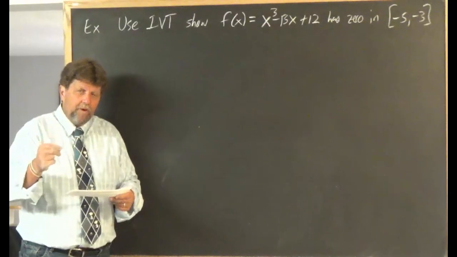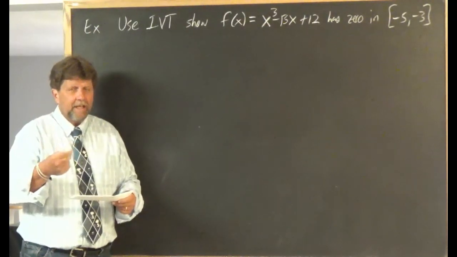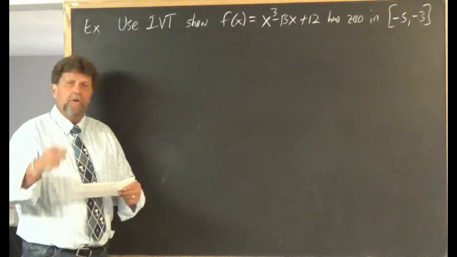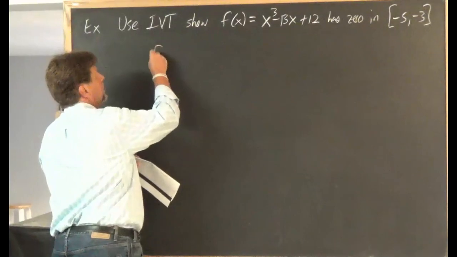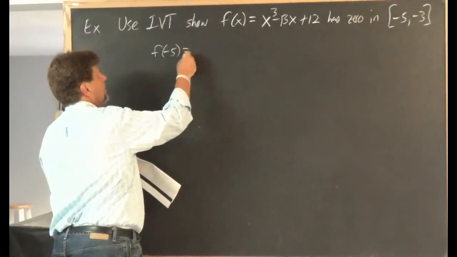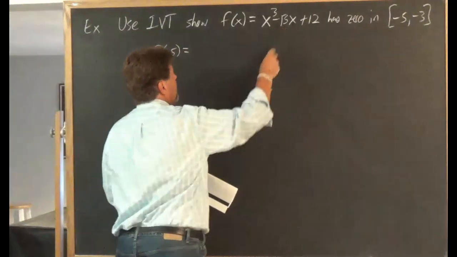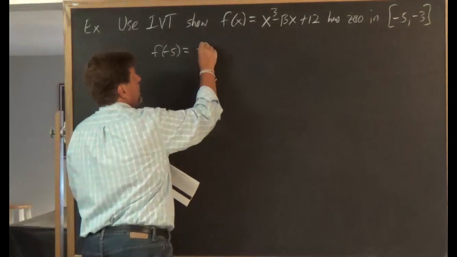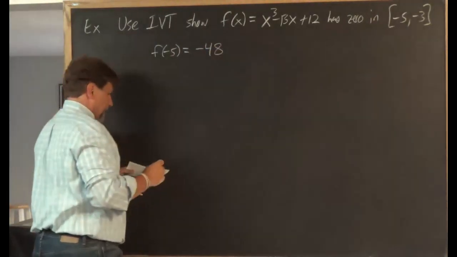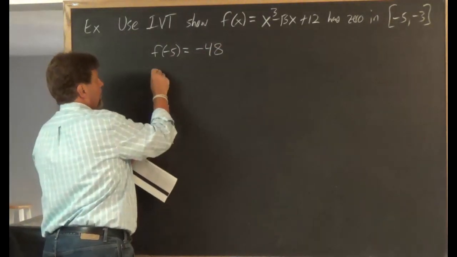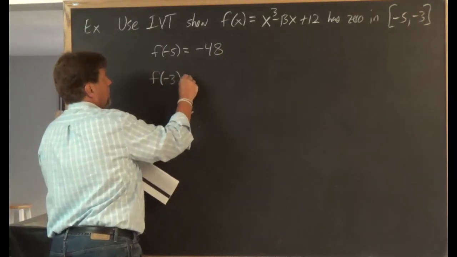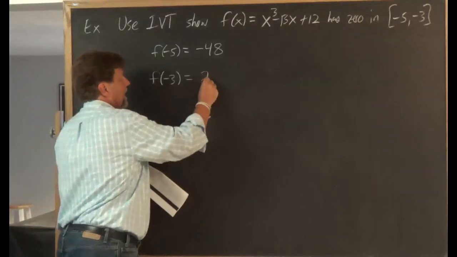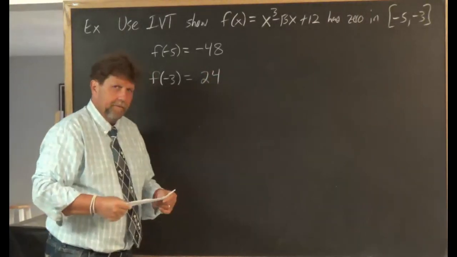So now to use the power of the intermediate value theorem, it's an existence theorem. It's just going to show us, yep, there's a 0 in that interval. You need to evaluate the function at -5. So that means you got to put -5 in for the x's. And if you evaluate the function at -5, when I do that and I use my calculator, I get -48. Then you evaluate the function at -3. So I put -3 in for the x's, and what comes out is 24.